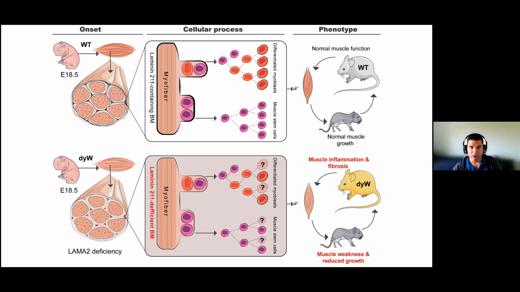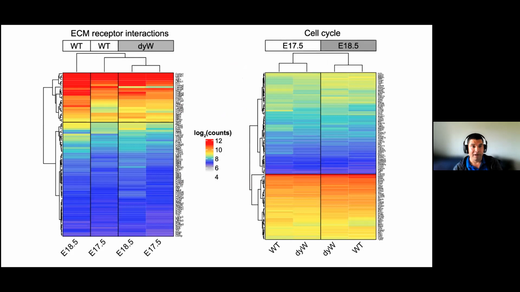And so the current working hypothesis is that defects in our LAMA2, or the deficiency of LAMA2 in the basement membrane, also has effects on how stem cells will behave and ultimately produce myoblasts. And myoblasts, of course, are the cells that basically make up muscle fibers. And so this is critical for us because when this doesn't happen correctly, you get muscle weakness and reduced growth and malfunction altogether of the musculoskeletal system. And so that's the current focus of our lab.